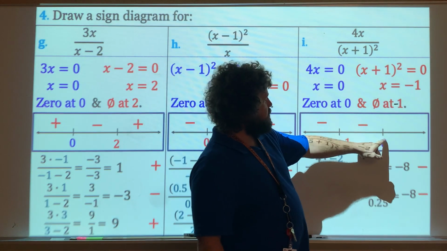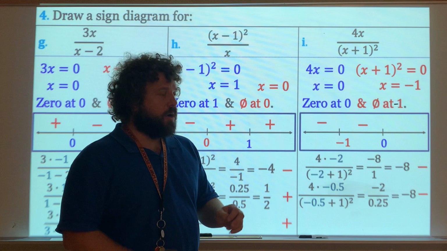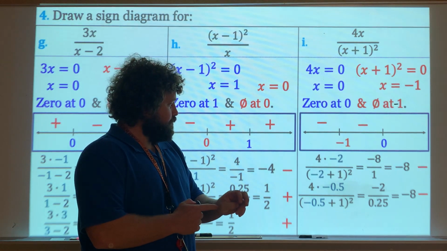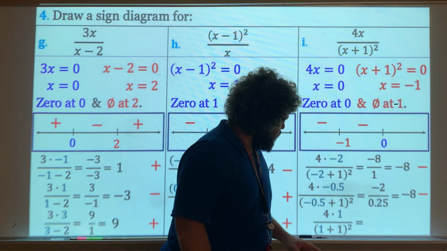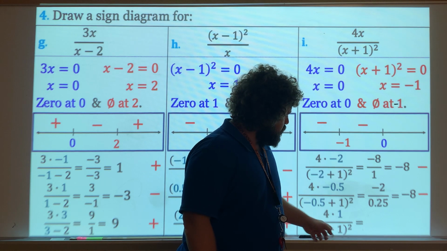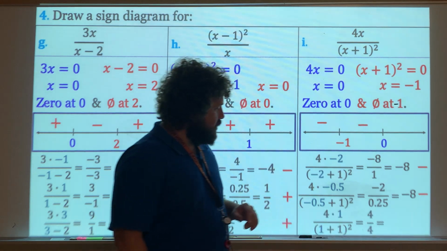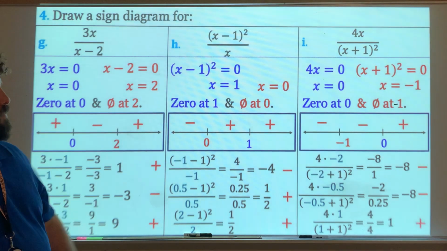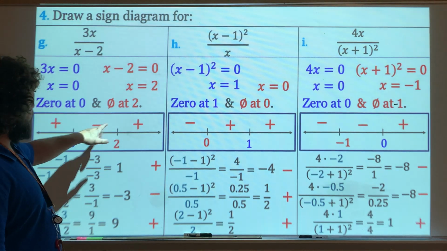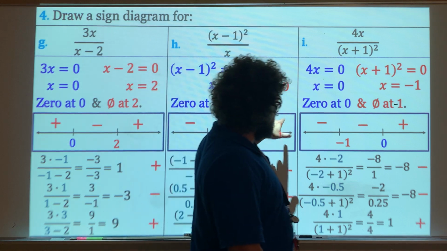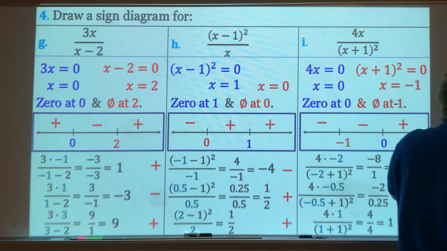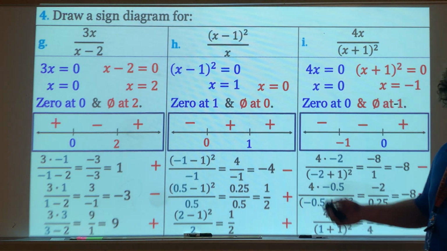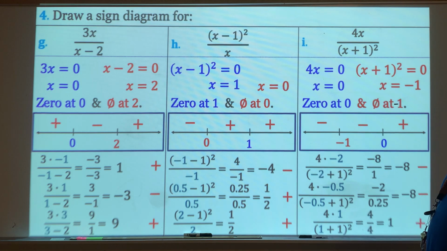Number greater than 0 is 1. 4 times 1 is 4. 1 plus 1 is 2. 2 squared is 4. 4 divided by 4 is a positive 1. Positive. Look at this: positive, negative, positive. Negative, positive, positive. Negative, negative, positive. Why did I say all that? Oh. All right.